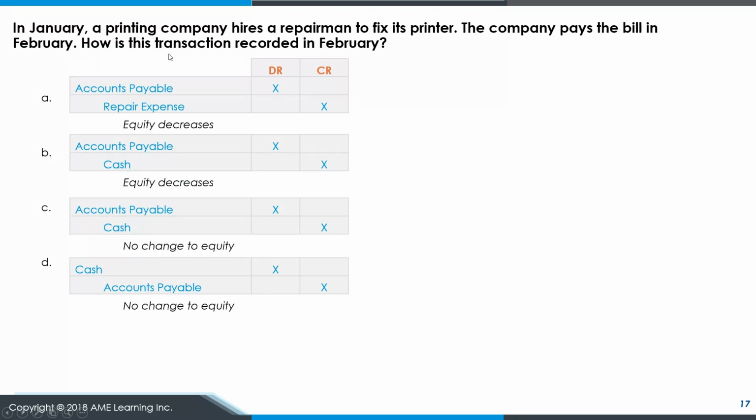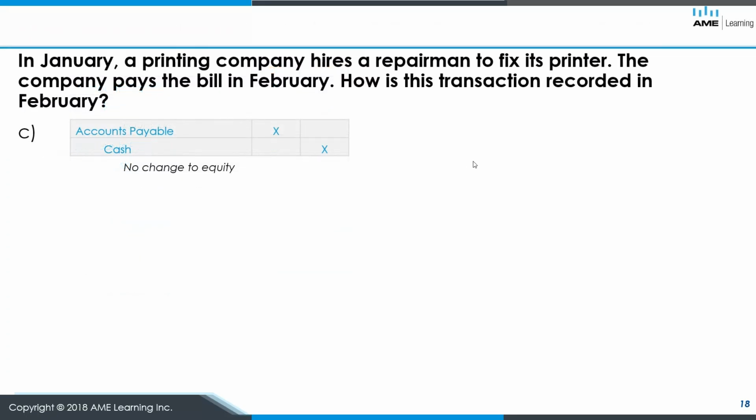And then it asks, how do we record this transaction in February? Now that's this type of transaction here, no change to equity. We already recorded the change to equity for the expense in January when the service was provided. Now we're just paying off the debt associated with that, the liability. And so now there's no change to equity. We just have cash go down and a liability of accounts payable go down by the same amount. So C will be our answer there.